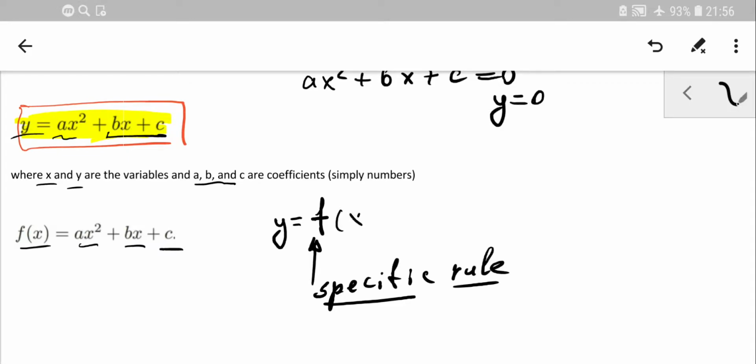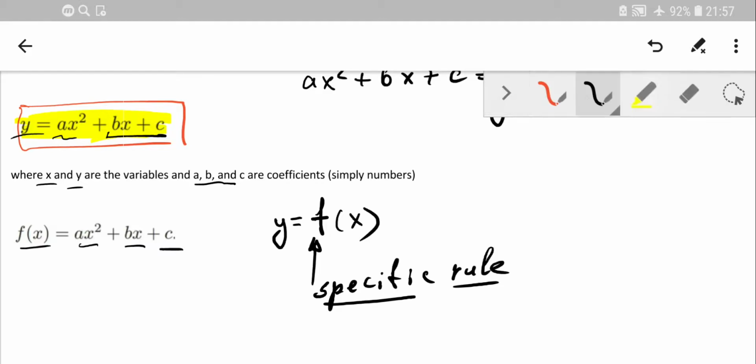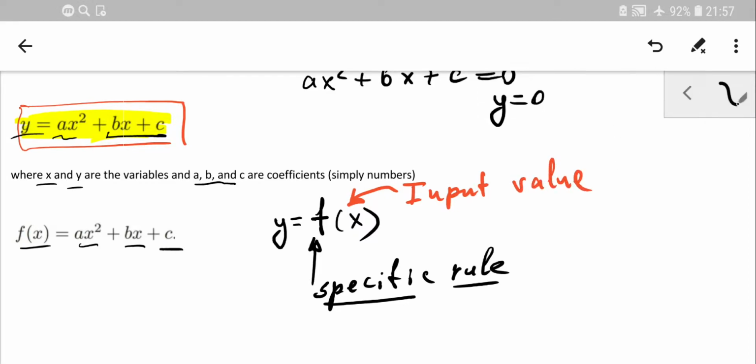However, you'll see round brackets with x in them. What they are trying to say is that we have a dependency function f, a specific rule, from x. So simply we consider x as an input parameter or input value. And as with any function, we need to have some y as the output value. All right, so that's how you need to understand it.